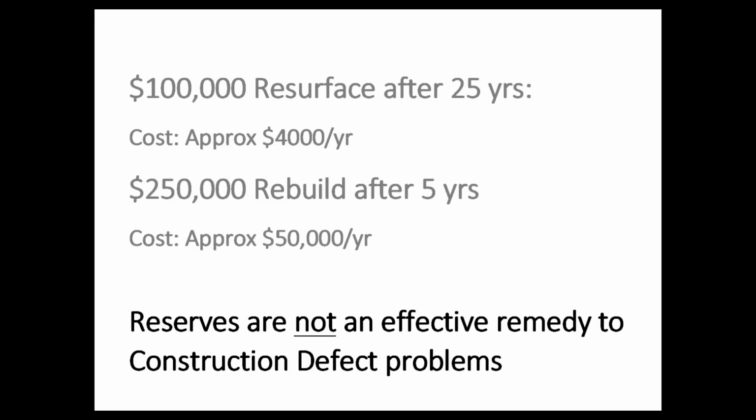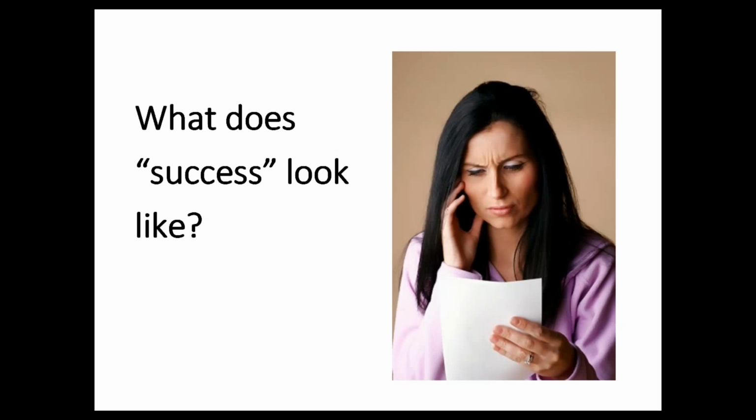Okay, well, that's great. That summarizes the problem. Now, the issue is, how do you get to the resolution? And what actually does success look like when you have this conflict and you have these big problems in actually a relatively new association?